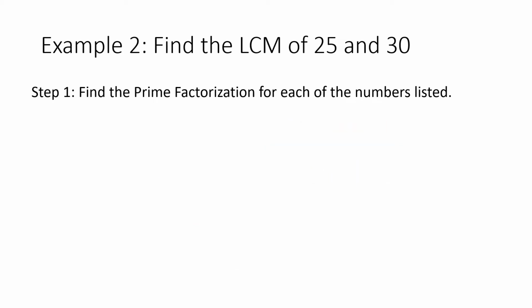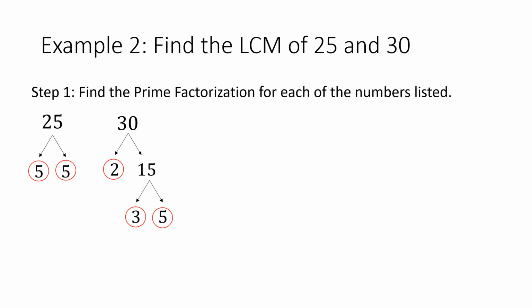Okay, let's look at example 2. Let's find the LCM of 25 and 30. So I'm going to find the prime factorizations for 25 and 30, which I've done here, and I've circled the prime numbers in red. So then my next step is that I'm going to be creating a table with rows and columns to list out my prime numbers. And so I'm going to be putting 25 in my top row, and I'm going to put 30 on my bottom row. And once again, the order here does not matter.